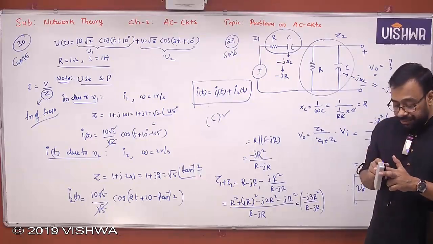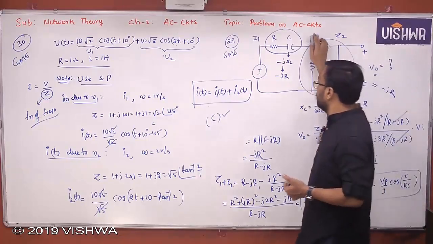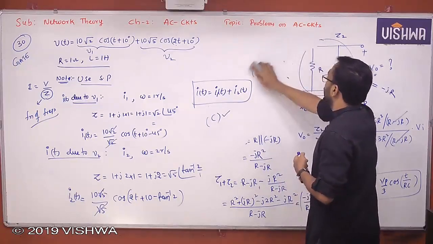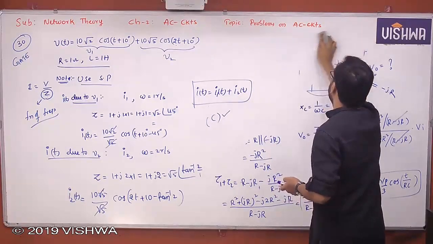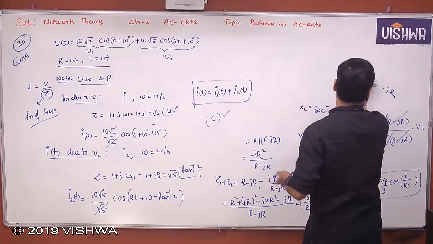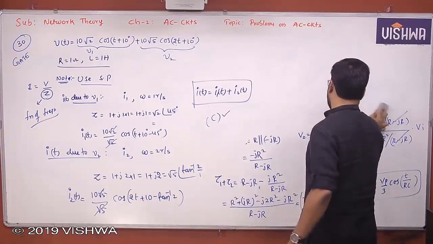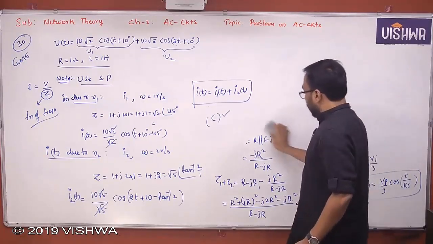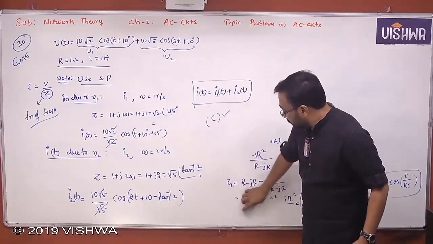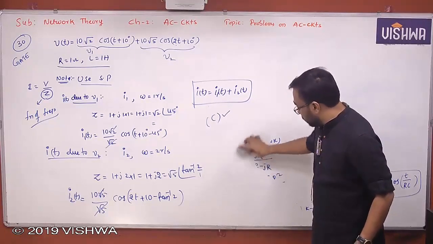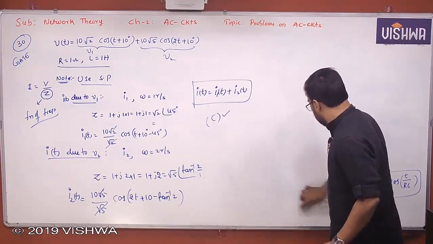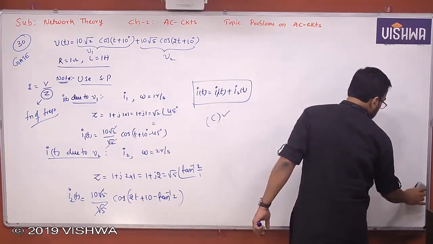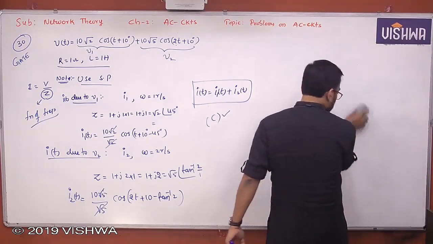Complete it quickly. So what is the logic you are implementing? When you have multiple frequencies, then deal with superposition. Always deal with superposition. When multiple frequencies are involved in a given input, then deal with the problem using superposition. Clear?